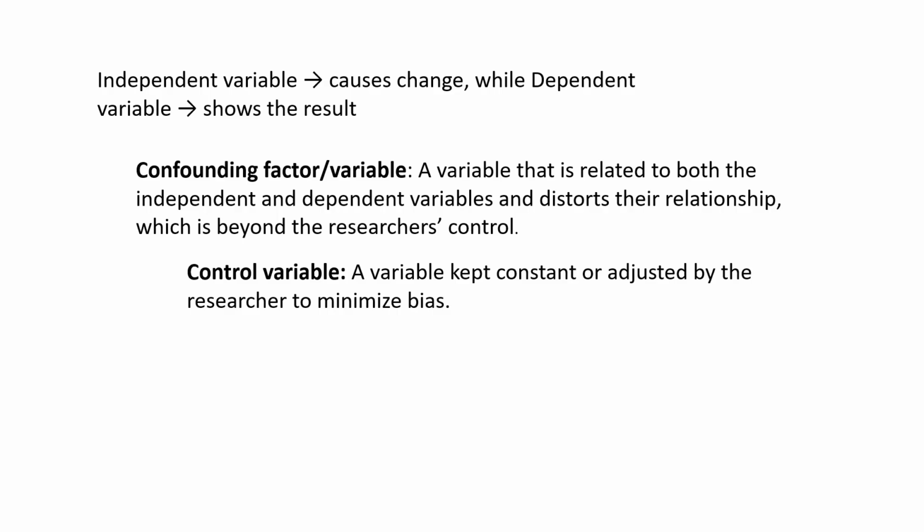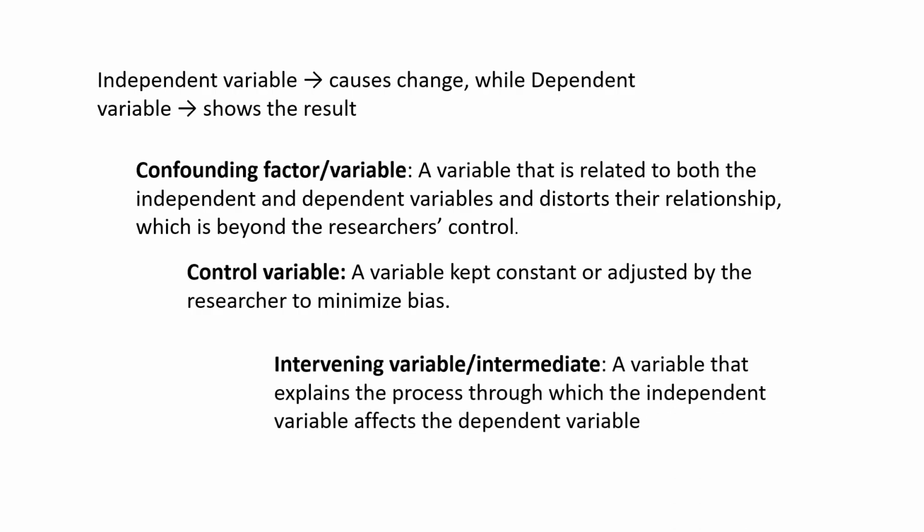Control variable. Control variable is a variable kept constant by the researcher or adjusted to minimize bias. Intervening variable or intermediate variable explains the process through which the independent variable affects the dependent variable. These are the middle variables. Though not all research designs have the intervening variable.